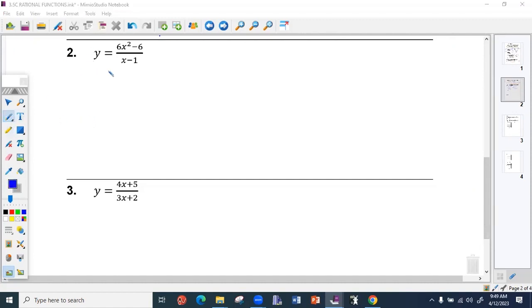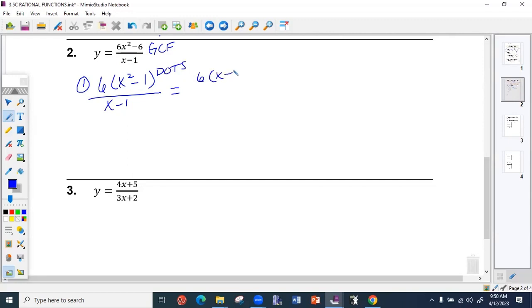All right, so on number 2, the first thing is you should have factored it. Rule number 1 of factoring is always check for a GCF, the greatest common factor. Is there a greatest common factor? Yes, you should have factored out the 6 first. After you factor out the 6, you're left with a difference of 2 squares. So you have 6 times x minus 1 times x plus 1 all over x minus 1.